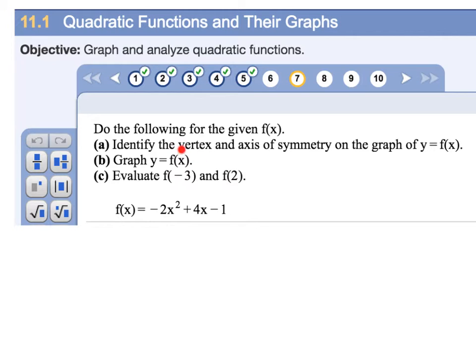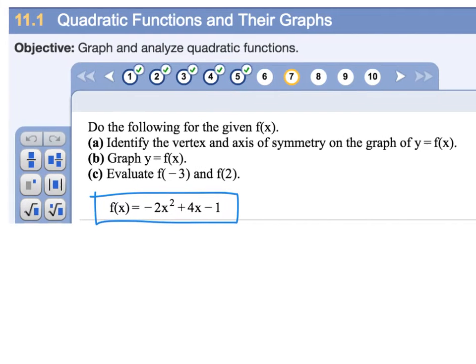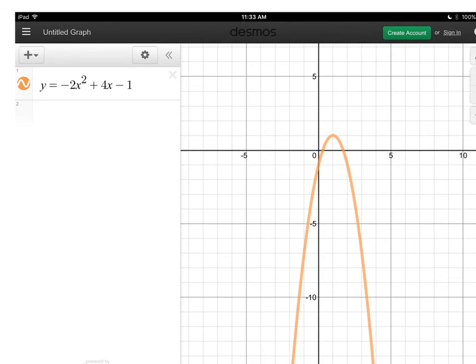So it says we're supposed to identify the vertex and axis of symmetry, but first what I suggest we do is use our Desmos and graph. So when we graph that equation, you get a frowny face, and that's because that first sign makes this a frowny face. That first sign says it's going to be a frown. If it was positive, it would make it a smiley face. Okay, so this first sign makes it a frown.